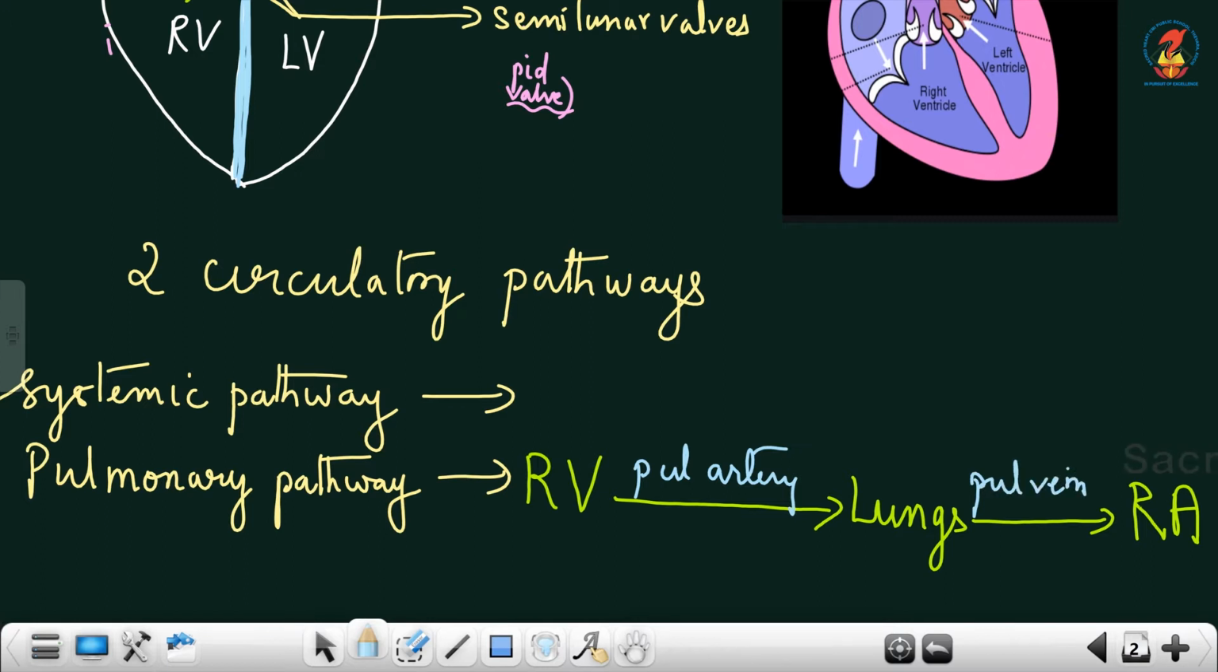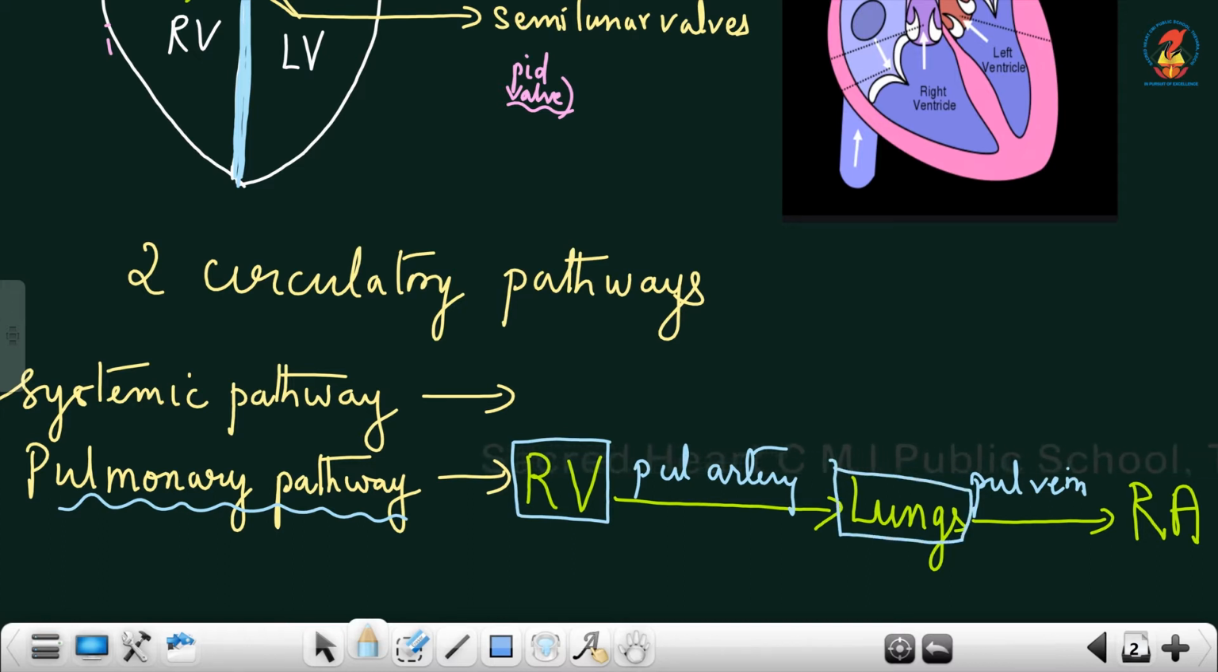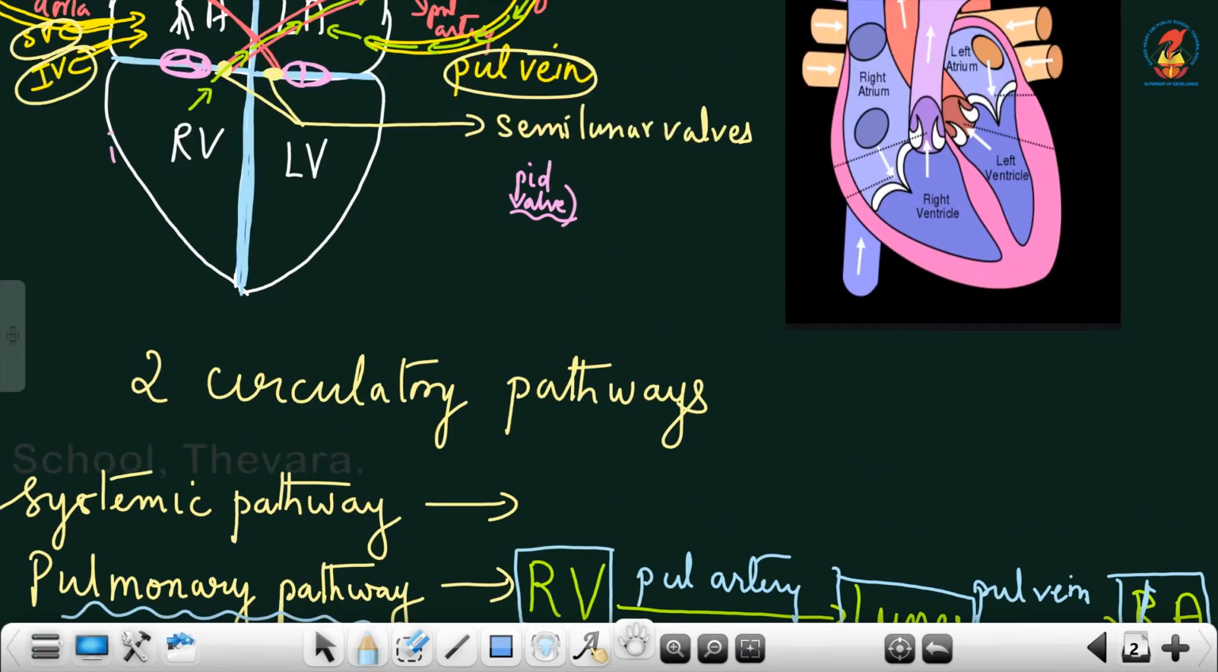So this system is called the pulmonary pathway. Once again, from the right ventricle, the impure blood goes to the lungs for purification via the pulmonary artery, and after purification, the pure blood gets into the left atrium via the pulmonary vein. Clear? This is the pulmonary pathway.